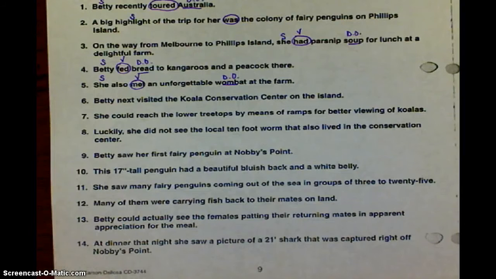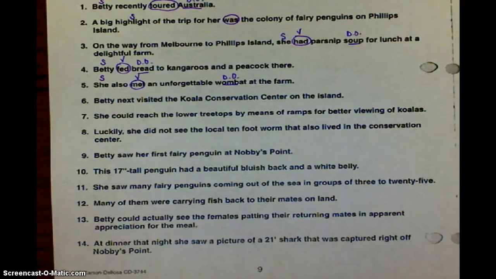Number 8, luckily, she did not see the local 10-foot worm that also lived in the conservation center. Who or what did it? What did it do? Verb what? Number 9, Betty saw her first fairy penguin at Nobby's Point. Who or what did it? What did it do? Verb what?